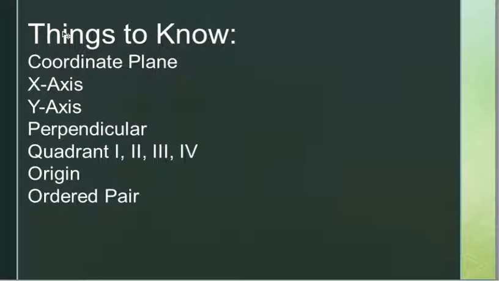So with that said, let's go ahead and start with a list of the things that you need to know about the coordinate plane. So here is your list. Make sure that you write down each of the words that are on this list: coordinate plane, x-axis, y-axis, perpendicular, quadrants 1, 2, 3, and 4, origin, and ordered pair. If you need to pause this video right now as you write down this list, go ahead and do that.